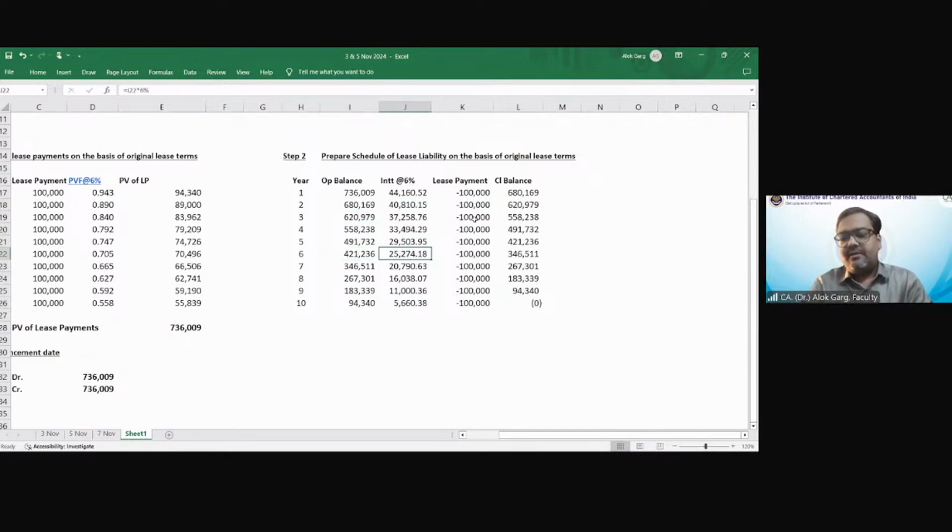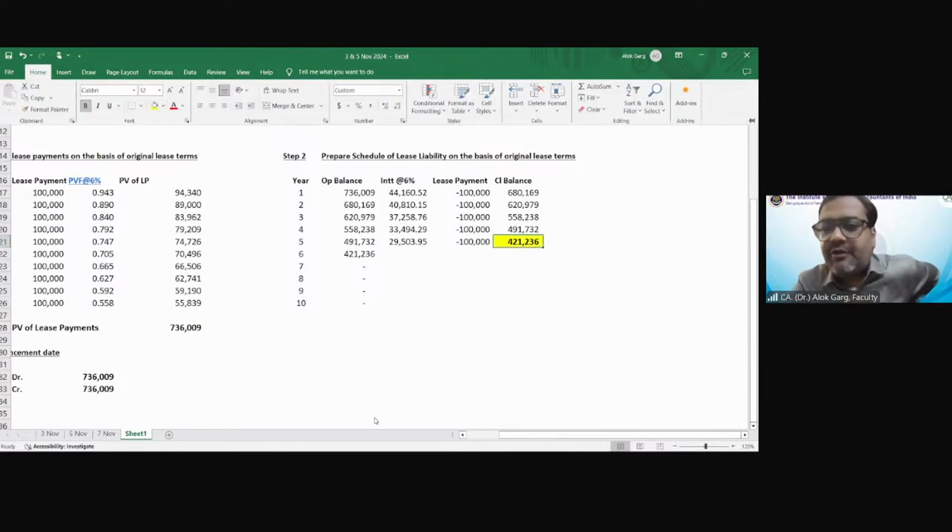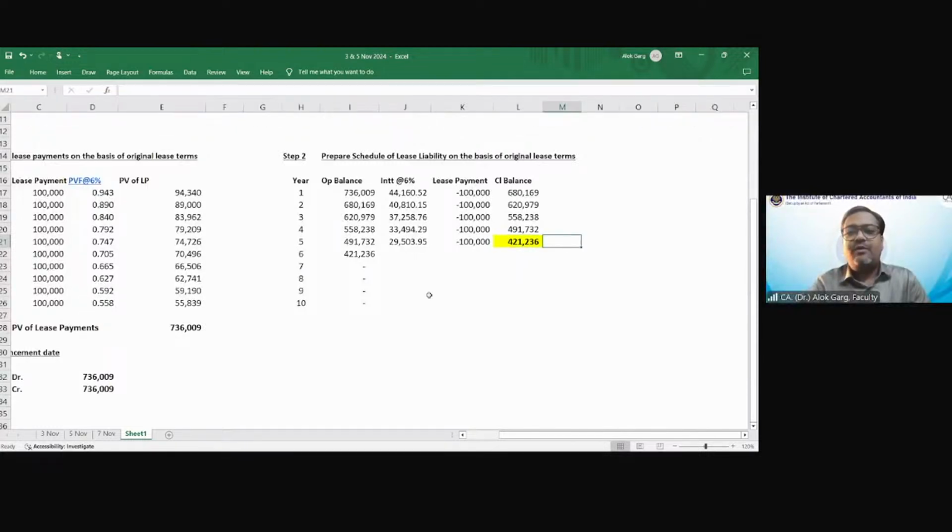Right? Friends, when I reach year 5, what did I find? At the end of 5 years, my closing lease liability is 421,236, right? When I reach the end of the 5 year, the carrying value of lease liability in the books of accounts is 421,236.